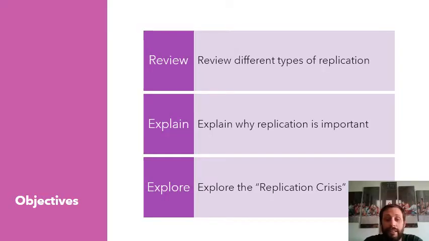So some of our objectives today are to talk about what replication is overall and review the different types of replication that happen in scientific research. Then we're going to explain why replication is so important in the scientific research field. Lastly, we're going to explore what's been deemed the replication crisis in psychology and all scientific fields in general. This is an extremely important subject.